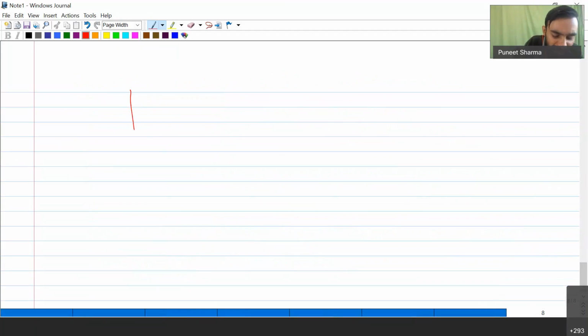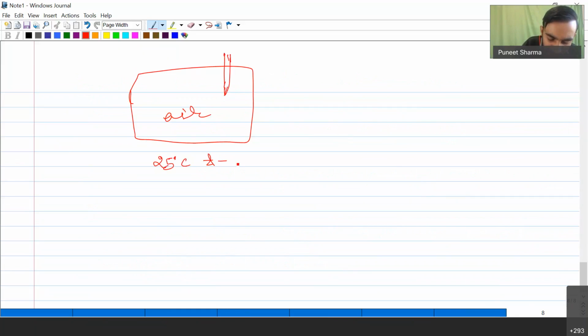For example, if I have a container and inside this container I have air filled. If I measure the temperature of this air with the help of a thermometer, I can say 25 degrees Celsius, and if I measure the specific volume of this system, I can say a specific volume of 0.2 meter cube per kg. These are the two intensive properties which specify the state of this particular system. Okay, so this state postulate is applicable when we do not have any transition between phases.